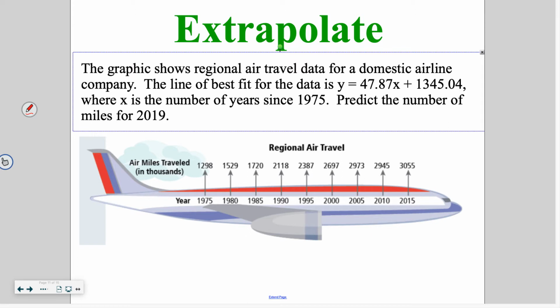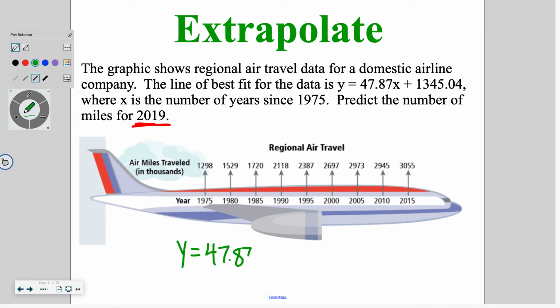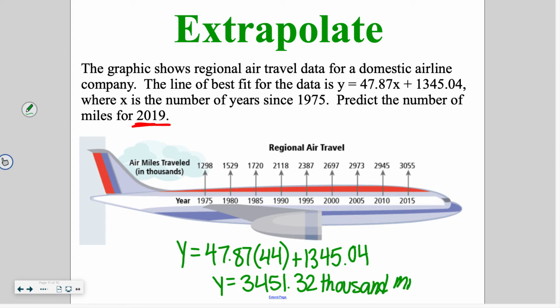Extrapolation: the process is the exact same as interpolation, but now we're just predicting outside of our data set. So now we're predicting for 2019, which happens after the graph is over. We say y is equal to 47.87 times 44, since 2019 happened 44 years after 1975, adding on our 1,345.04, and that's going to give us an answer of 3,451.32 thousand miles. So interpolation and extrapolation simply mean plug into your equation and make a prediction.